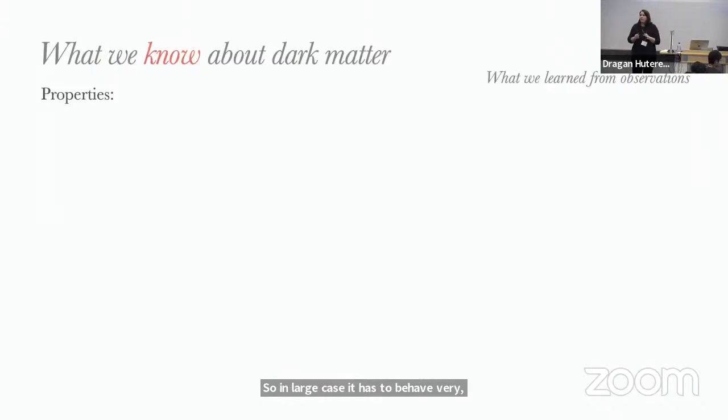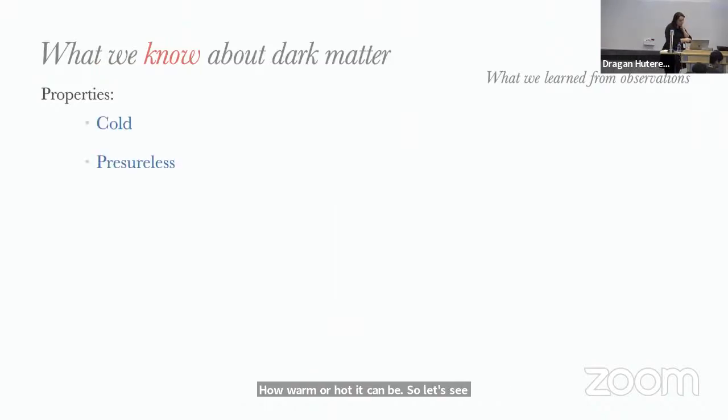But what are the real properties that we extract from the observations? So you always hear about CDM, and you always hear those words: collisionless, dark, it has no charge. The fact is that that's not true. We have bounds for how much it cannot self-interact, bounds for the amount of charge it has, bounds for how warm or hot it can be. So let's see slowly what are the properties of dark matter.